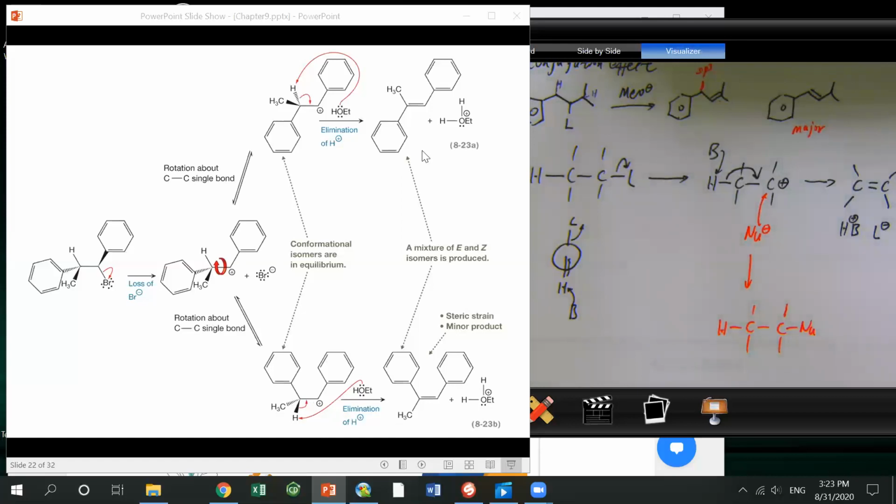So all in all, you generate a mixture of both the E and the Z, cis and trans. That's something to keep in mind. In E1 elimination, there is the possibility that you generate both cis and trans alkene.